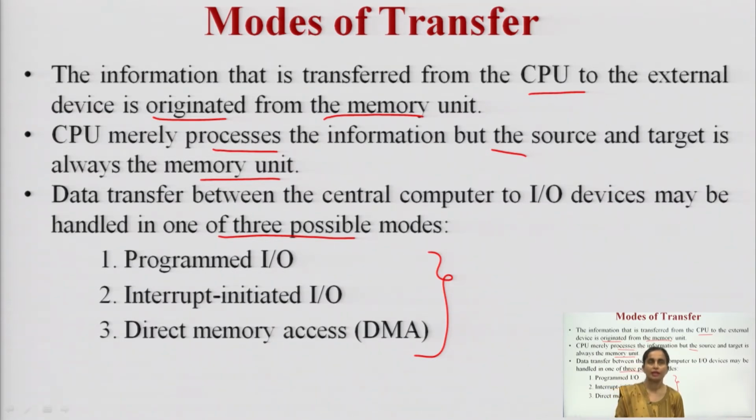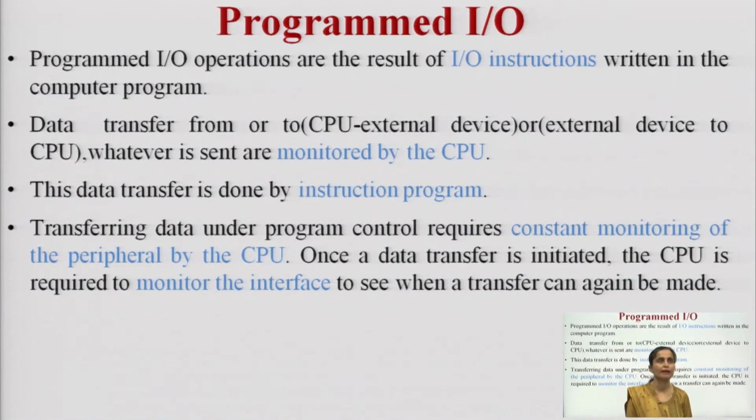In interrupt initiated IO, if any device wants to communicate with the CPU, it will send an interrupt to the CPU and the corresponding action will be taken by the CPU. The third one is direct memory access, that is DMA. In this, the CPU will relinquish its control and, through the interface, the devices and the memory will be communicating. We will study the first two modes in this lecture, and DMA will be covered in the next lecture. So, first is programmed IO.